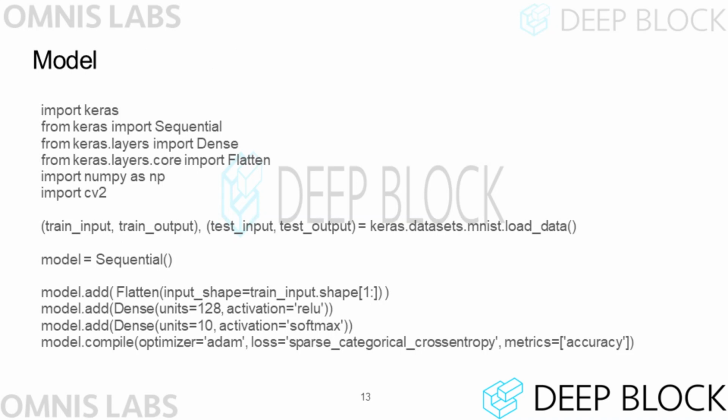Now, let's rewrite MNIST classification.py. Enter the following code and save. Let me start explaining the code.